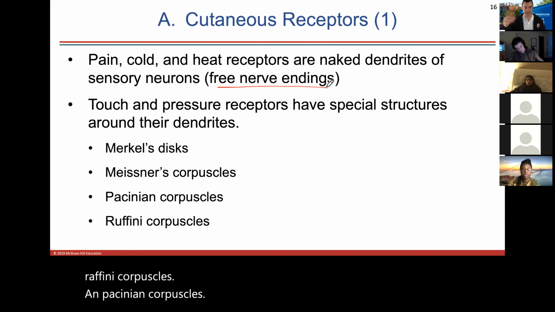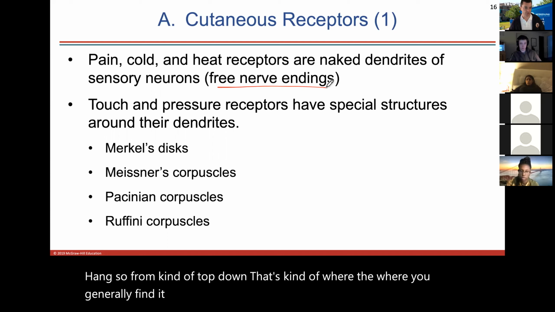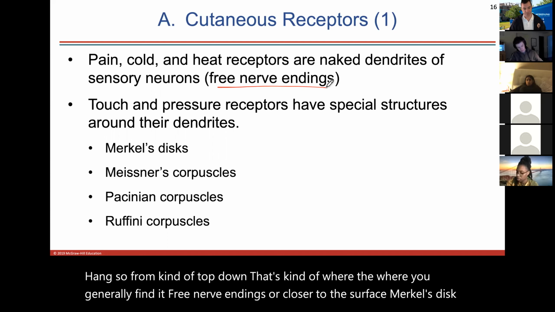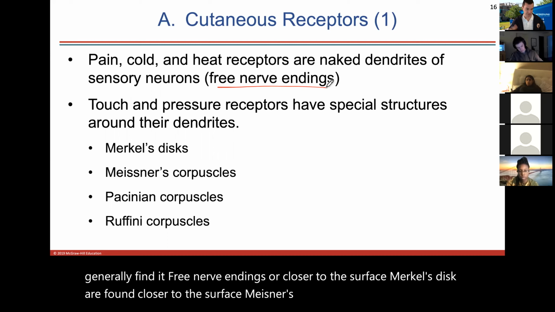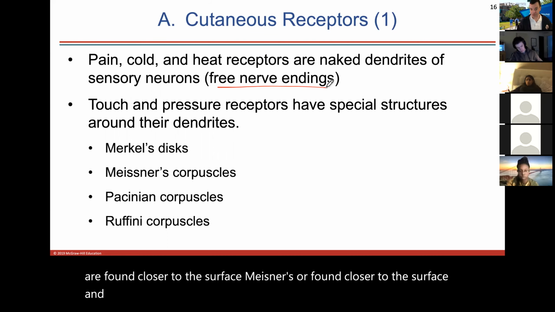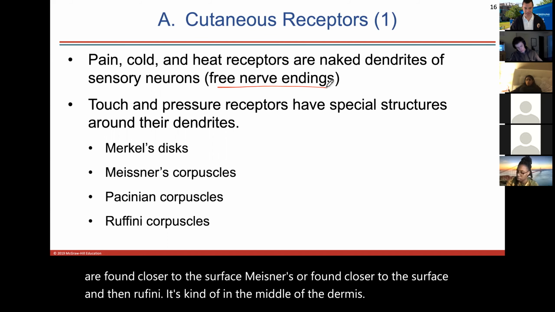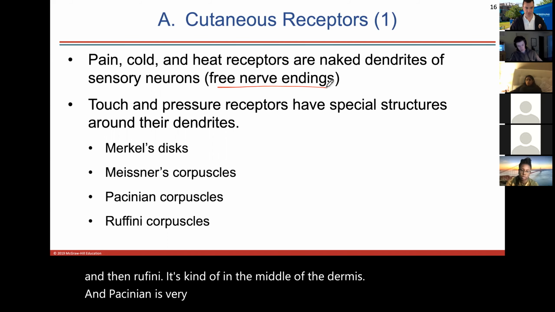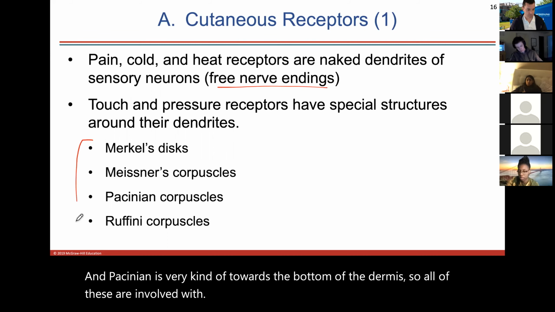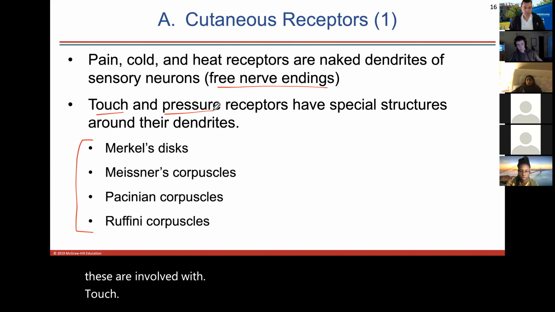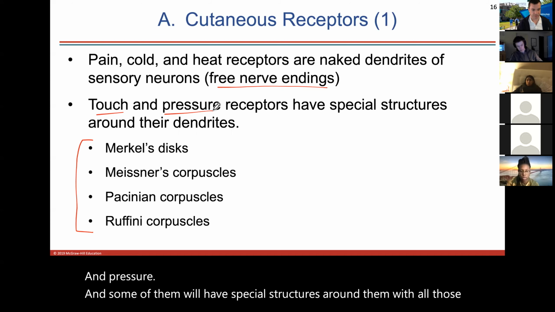Okay. So from kind of top down, that's generally where you find them. Free nerve endings are up closer to the surface. Merkel's disc are found closer to the surface. Meissner's are found closer to the surface. And then Ruffini is kind of in the middle of the dermis, and Pacinian is towards the bottom of the dermis. So all of these are involved with touch and pressure. And all of those will have special structures around them.